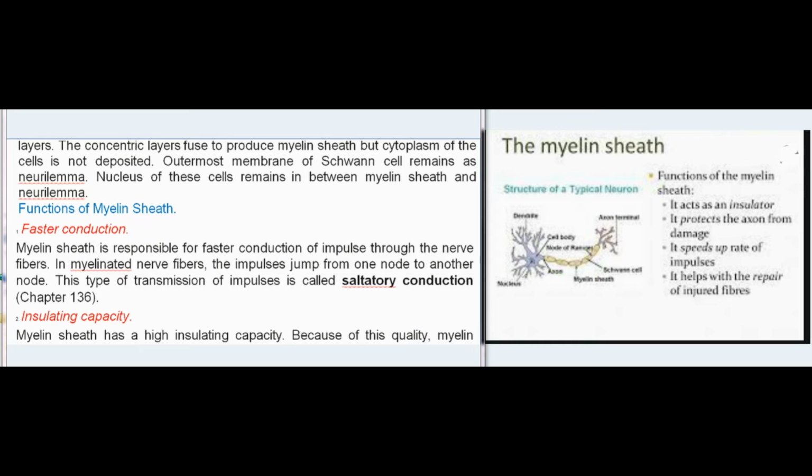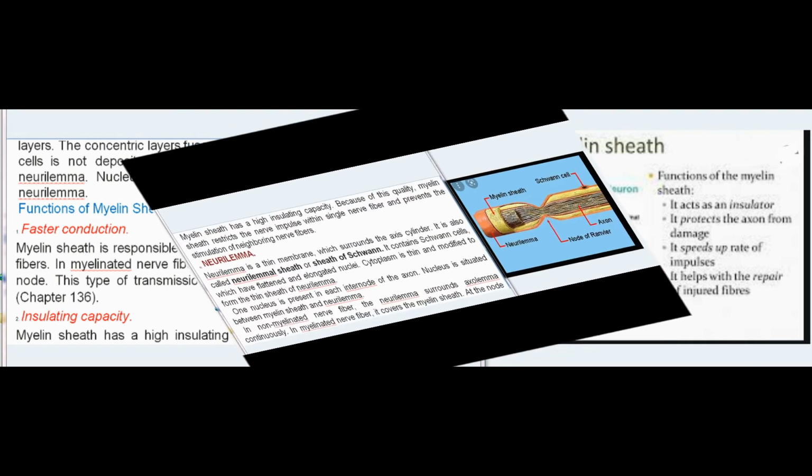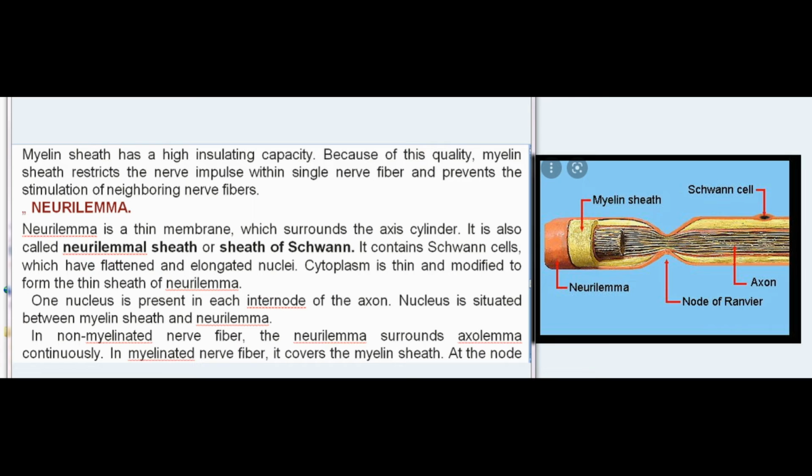Functions of myelin sheath. Faster conduction. Myelin sheath is responsible for faster conduction of impulse through the nerve fibers. In myelinated nerve fibers, the impulses jump from one node to another node. This type of transmission of impulses is called saltatory conduction, chapter 136. Insulating capacity. Myelin sheath has a high insulating capacity. Because of this quality, myelin sheath restricts the nerve impulse within a single nerve fiber and prevents the stimulation of neighboring nerve fibers.